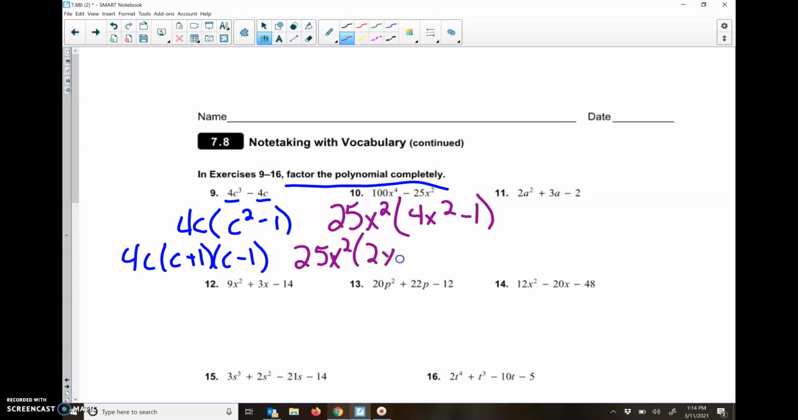So that could be 2x plus 1. And that could be 2x minus 1. And then number 11, if you're looking at it saying you can't pull anything out, you're right. This is a 2a squared. This is a 3a. That's a negative 2.